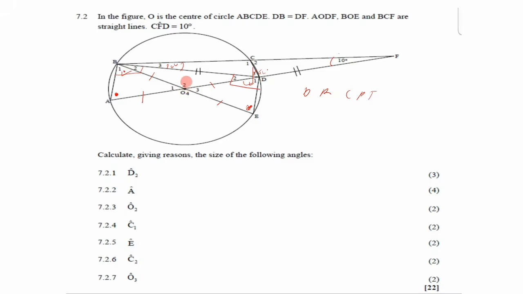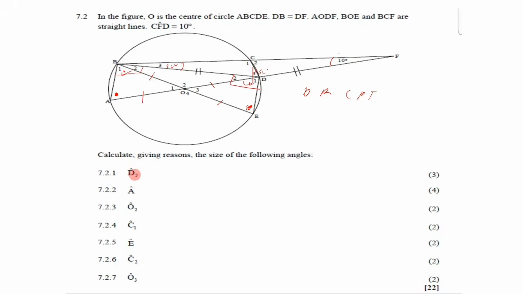Then if you check here, O2 and O4 are vertically opposite angles, and O1 and O3 are also vertically opposite angles. O1 plus O2 are angles on a straight line, then O2 and O3 are angles on a straight line, O3 and O4 are angles on a straight line again, and the whole of this is the revolution angle, right? So we were just playing along with the diagram. Now let's try to answer the questions.